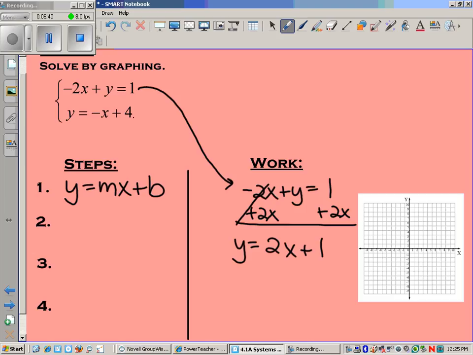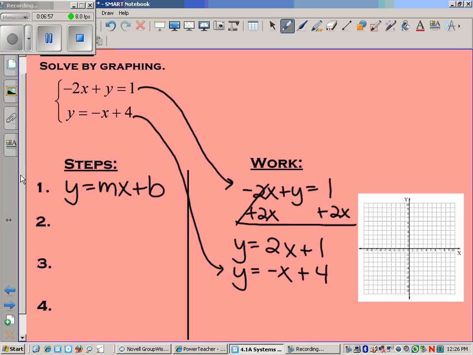Okay. My second equation already looks like it's in y equals mx plus b. So now that I have those two equations, and they look like equations of lines, y equals mx plus b, we've got to start graphing it.